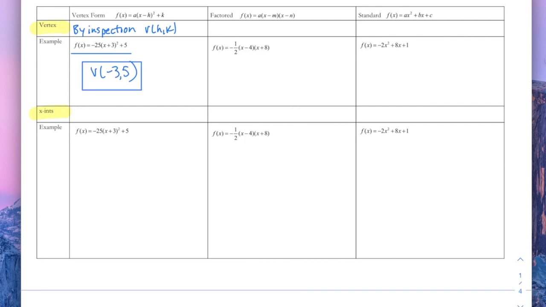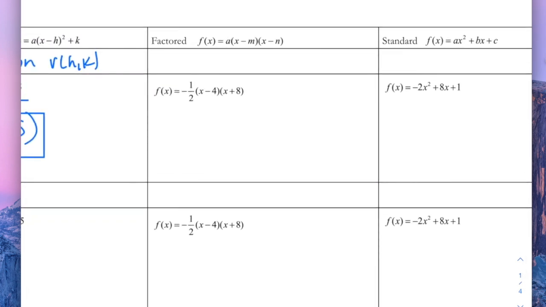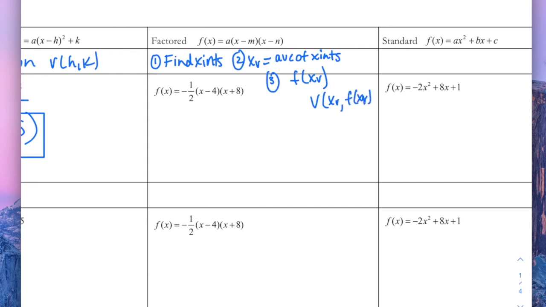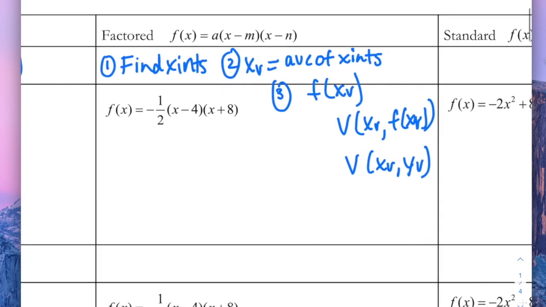Okay, what about in factored form? So in factored form, what I need to do is first find my x-intercepts. I know my xv is the average of my x-intercepts. And then to find my vertex, I need to evaluate my function at the point xv. So I know my vertex is (xv, f of xv), or if I want to write it as (xv, yv), we know those two things mean the same thing. Okay, so how would I do this example?